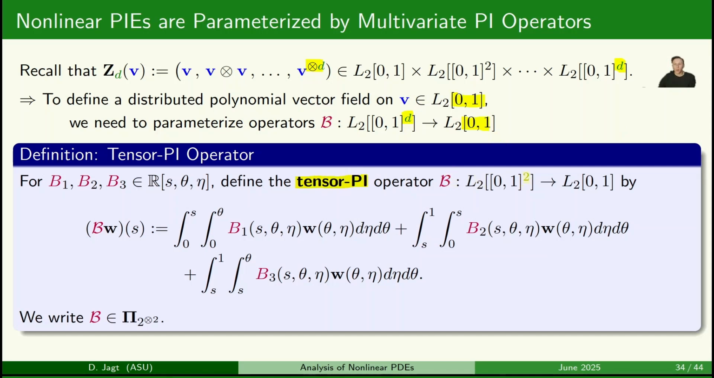This class of operators maps a function in two variables to a function in one variable using these nested integrals. So 0 to s, 0 to theta, s to 1, 0 to s, and s to 1, s to theta. So this class of tensor PI operators is parameterized by these three finite dimensional polynomials B1, B2, and B3. And we will denote this class of tensor PI operators as Pi 2 to the power of tensor 2, where this tensor 2 indicates that we're mapping a function in two variables to a function in just one variable. Now, why do we define this class of PI operators in this format?